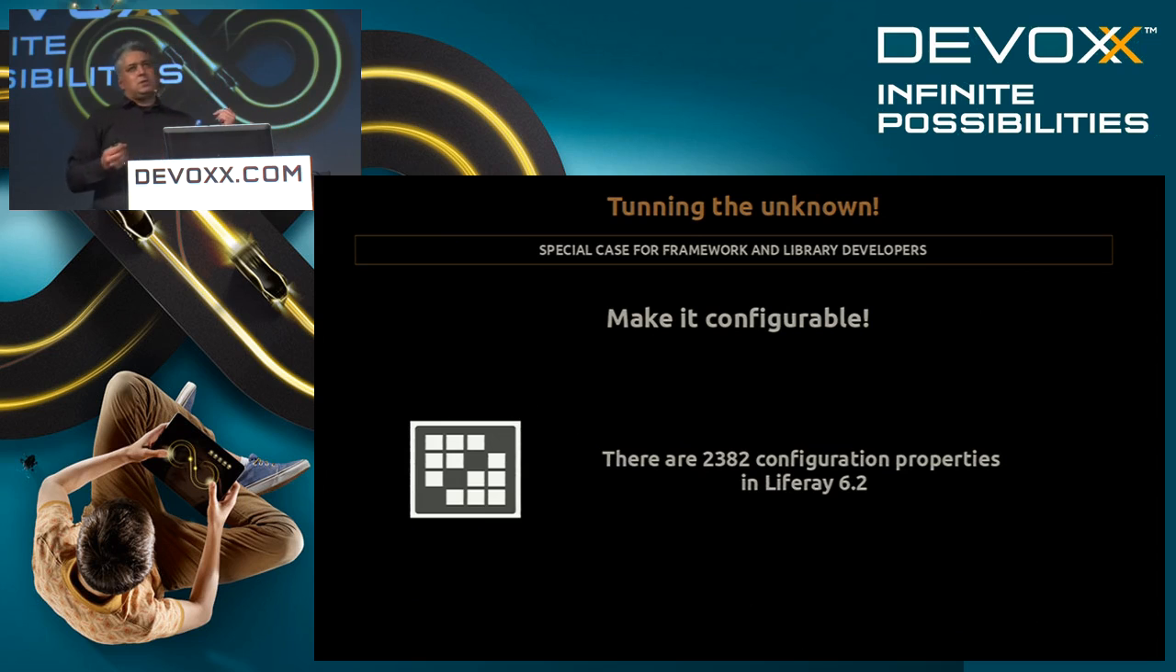In Liferay 6.2, which is the latest version that is out there, we have 2,382 properties. Now, of course, some of you will argue that not all of those are performance tuning related, and they are not. But a lot of those also count into performance tuning. Like, for example, we allow you to change storages. So you can use a file system storage, database storage, or whatever else storage you want to have.